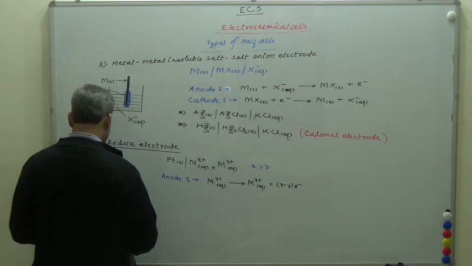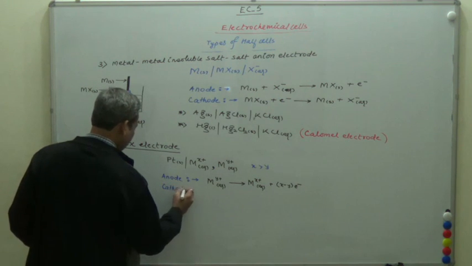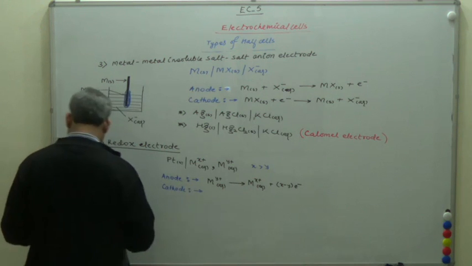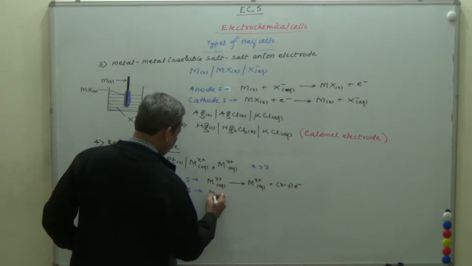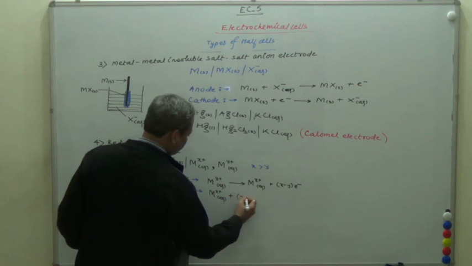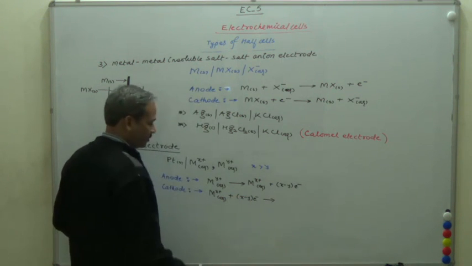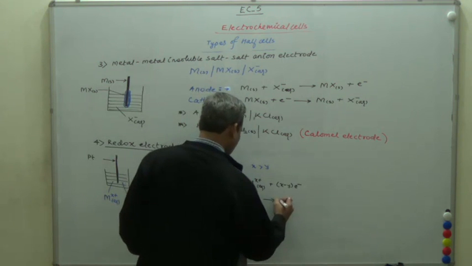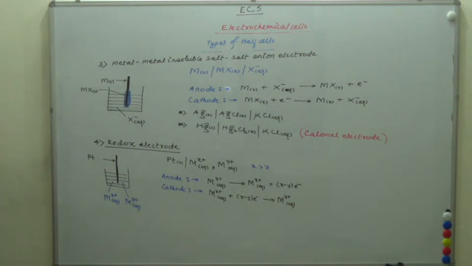If it acts as cathode, then the process of reduction will occur on cathode. So the same reaction will get reversed. So Mx plus in aqueous form plus X minus Y times of electron forms My plus in aqueous form.